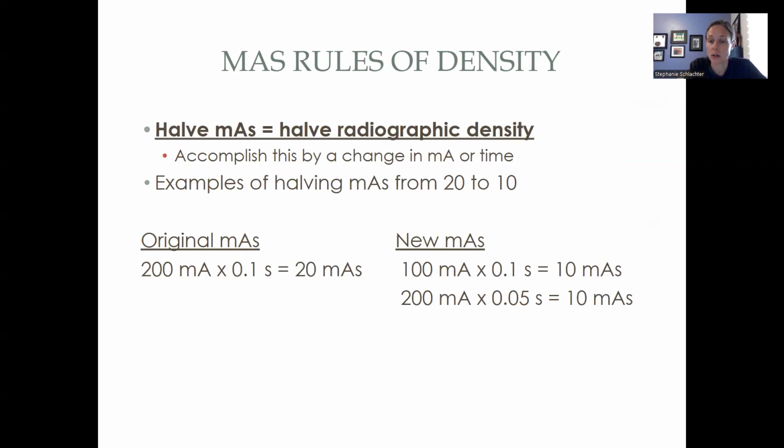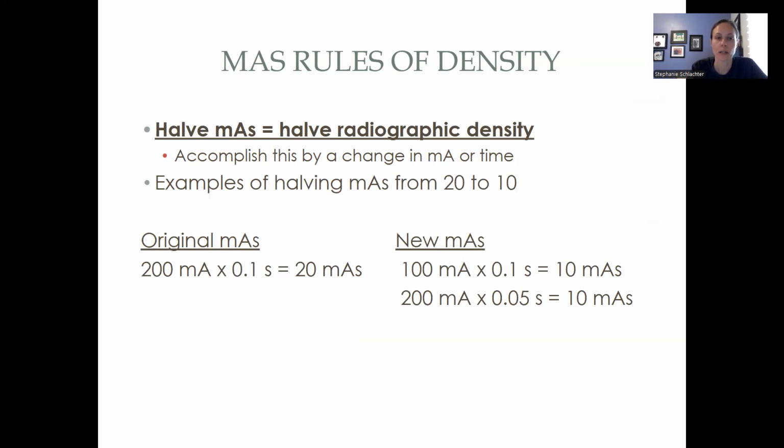So the opposite is also true when we talk about making something lighter. If we take our MAS and we cut it in half, then our radiographic density is going to cut in half, or it'll be half as light, okay? Or half as dark, depending on which way you want to think about it, right? So it's going to go from this darkness, it's going to be half that. So it'll be lighter, okay?